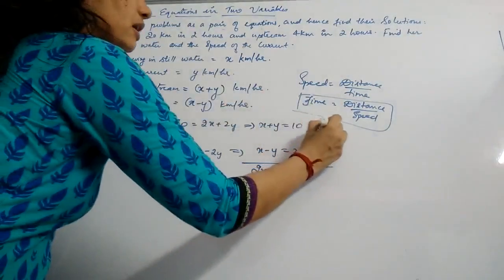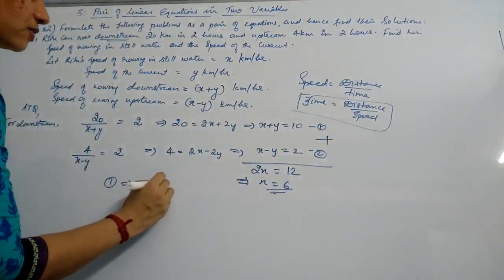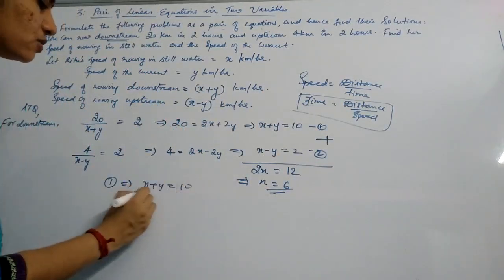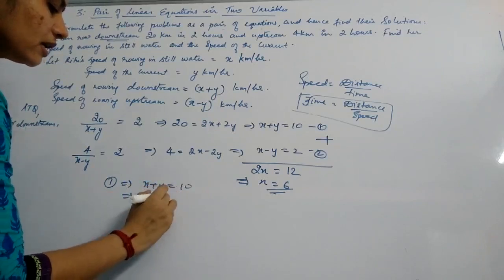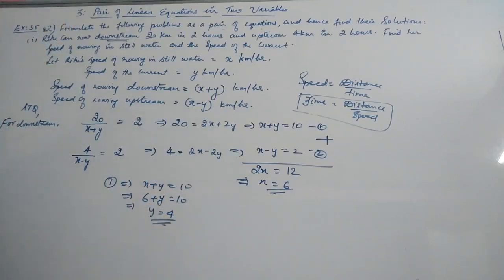Suppose this is your equation 1 and equation 2. In your equation 1, x plus y was 10 and x you got to be 6. Sorry, x plus y is equal to 10, or y is equal to 4. 10 minus 6 equal to 4.